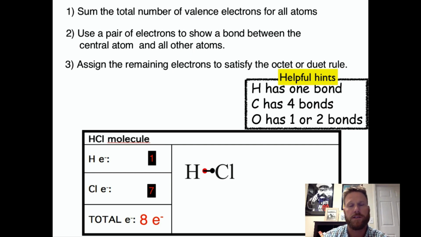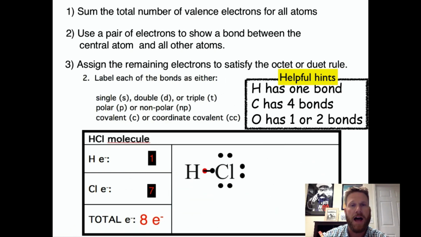We have to use those 6 to make sure all the atoms satisfy the octet or duet rule. Now, these 2 electrons that are assigned apply to both hydrogen and to chlorine. So right now, with just the bond, hydrogen is satisfied. It is following the duet rule. Chlorine, however, only has 2 electrons assigned to it. To fulfill the octet rule, it needs 6 more electrons. Well, thankfully, we have 6 more electrons to assign. So those 6 electrons simply go around the chlorine. And this is an acceptable Lewis structure for hydrochloric acid.